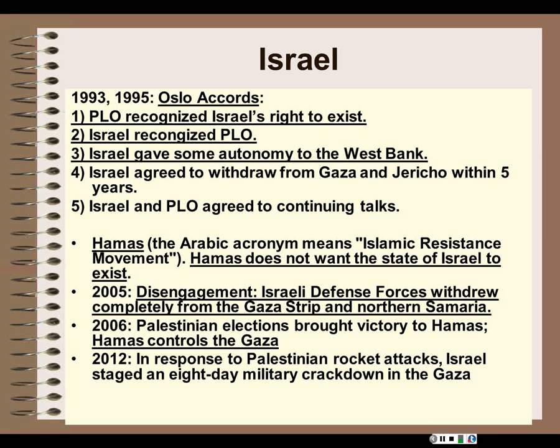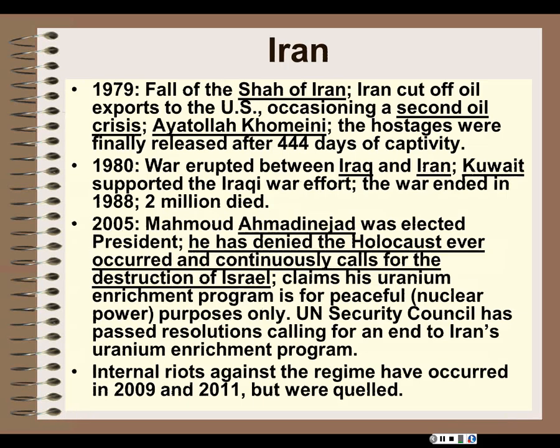Now, Israel did follow through with disengagement of Israeli defense forces from the Gaza Strip and from northern Samaria. And elections were held in the Palestinian areas and brought victory to Hamas, which continues to control the Gaza Strip. In 2012, in response to Palestinian rocket attacks, Israel staged an 8-day military crackdown in the Gaza. And as you continue to follow this conflict, again, the rocket attacks are usually going to be coming from places like the Gaza Strip, and there's usually then intermittent warfare.